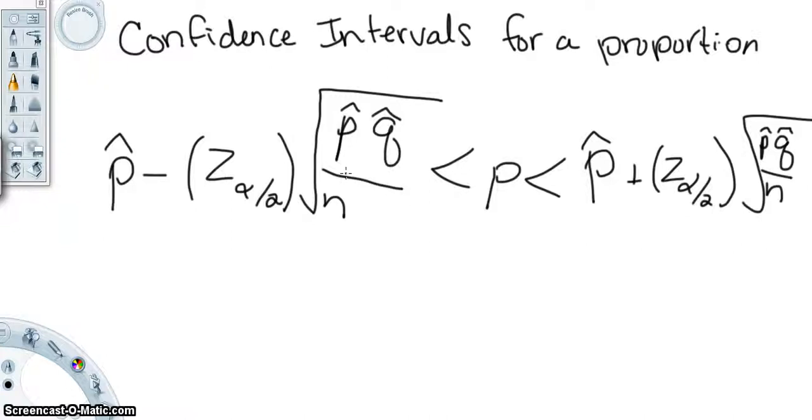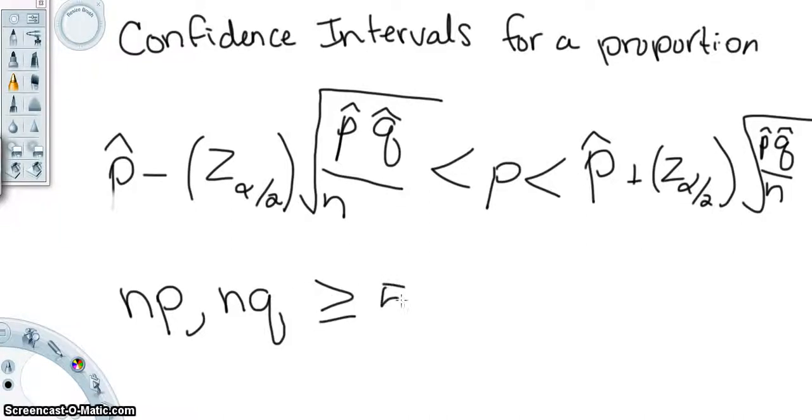And yes, they're called p hat and q hat. It can also be said that the sample size times our population proportion, and our sample size times the complement of the population proportion, must each be greater than or equal to 5. Also, when we're calculating our confidence intervals for proportions, we're going to round to 3 decimal places.